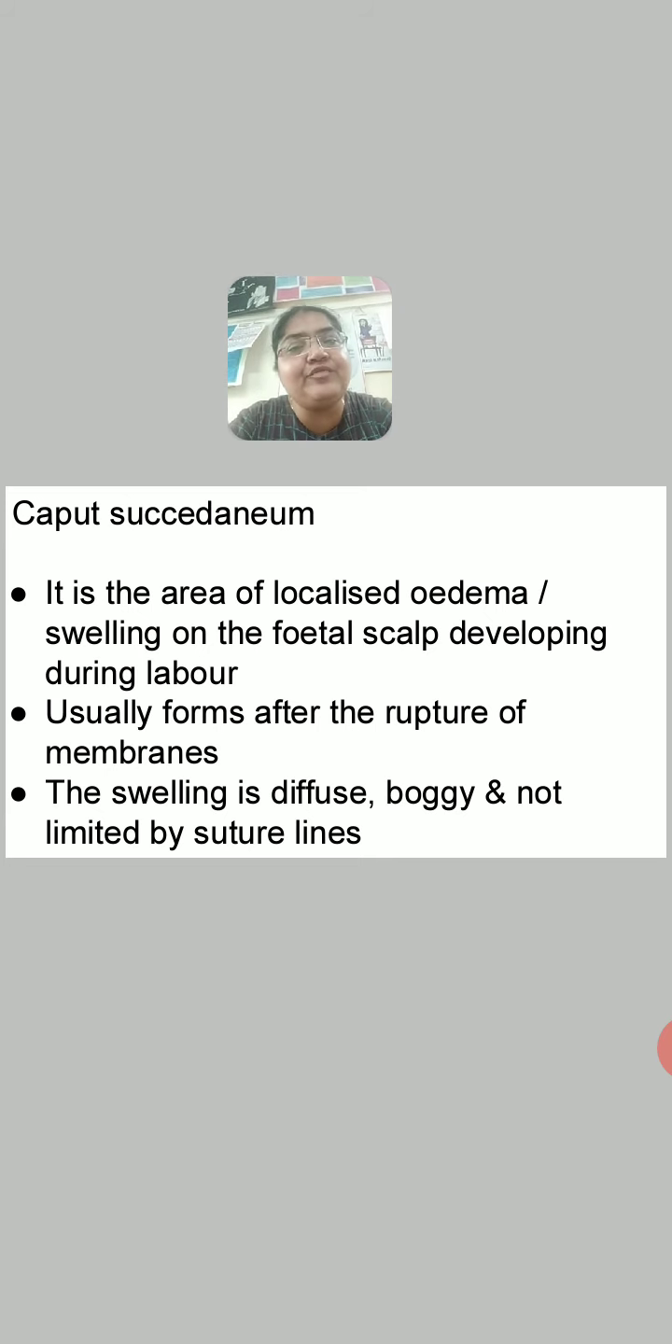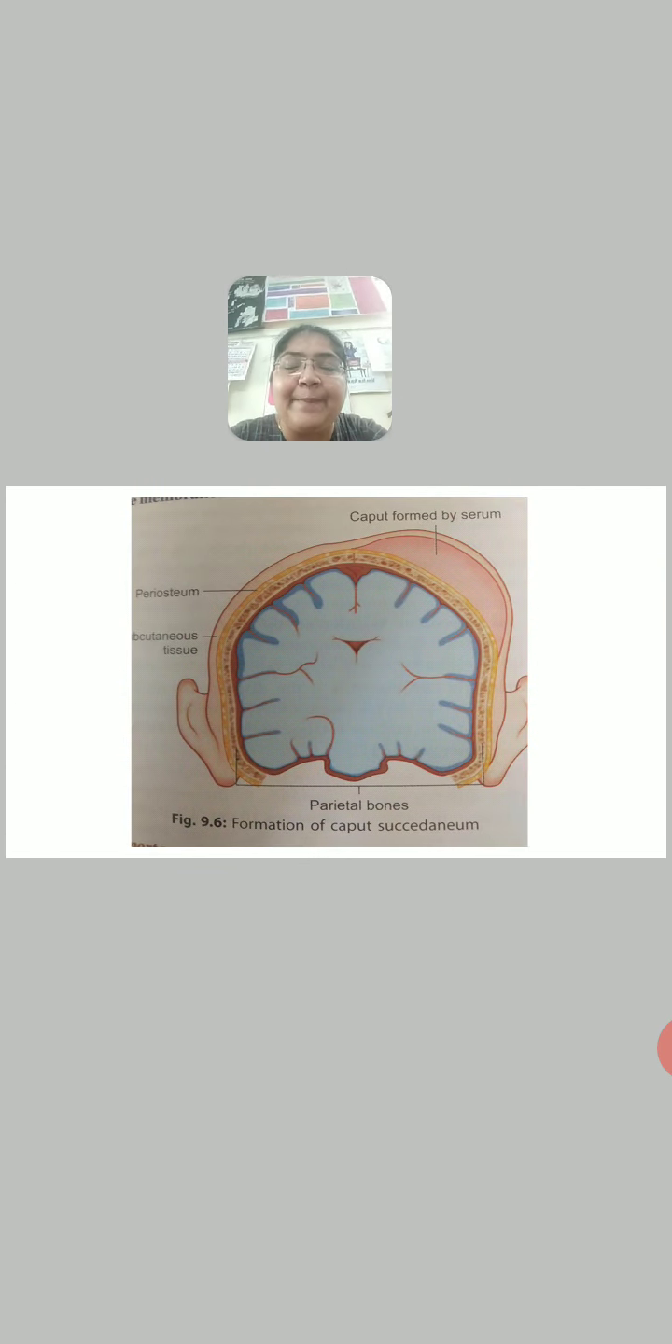This swelling is diffuse, boggy, that is sponge-like. It is not limited by the suture lines, so you can see the caput even on the suture line. You can see this diagram. It is the localized swelling. In the ROA position, it is seen on the posterior side, or you can say on the left side of the parietal bone. In the LOA position, it is seen towards the right side, right? So this is the area-wise distribution of the caput succedaneum.